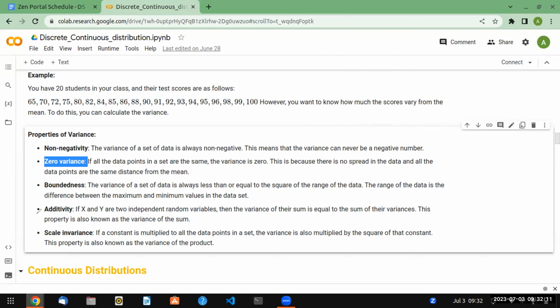Boundedness. Now additivity. If x and y are two independent random variables, suppose you have an age column and another column, say income. Then the variance of their sum is equal to the sum of their variances.